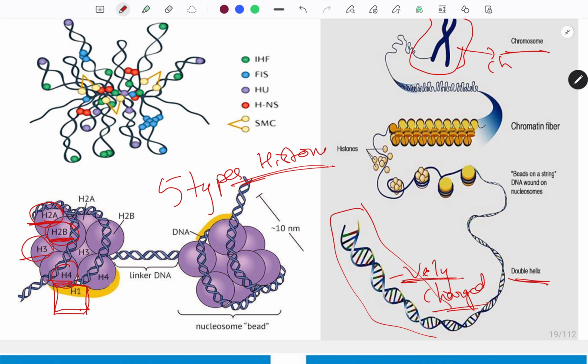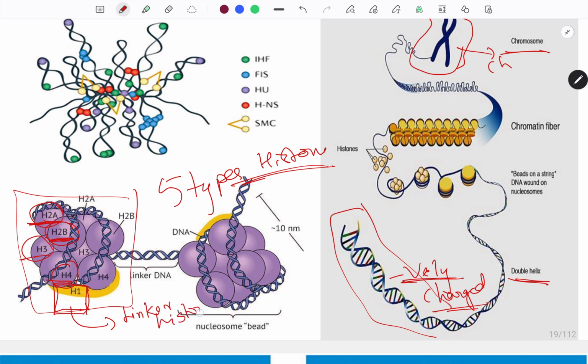What happens in eukaryotic genetic material is that this negatively charged DNA circulates around these histone proteins. It is in octamer form. That means these 4 proteins, H2A, H2B, H3, H4, will be in duplicate form. In one such structure there are 2 H2A, 2 H2B, 2 H3, and 2 H4. But this H1 we call a linker histone.